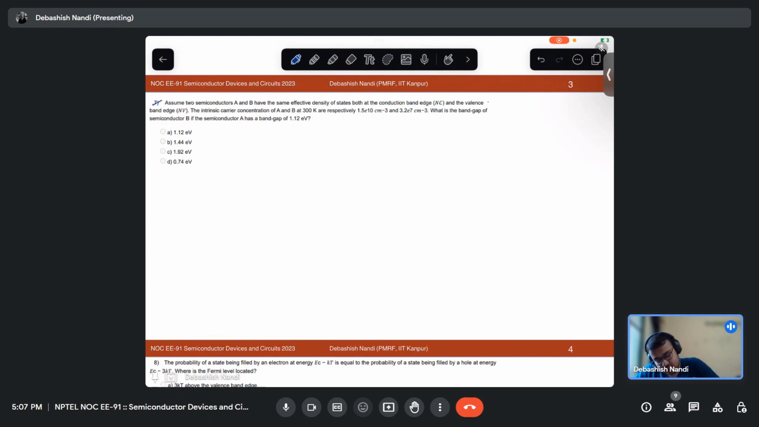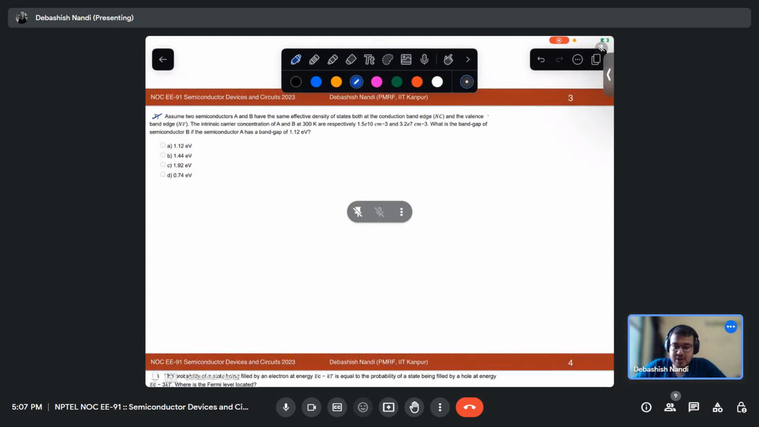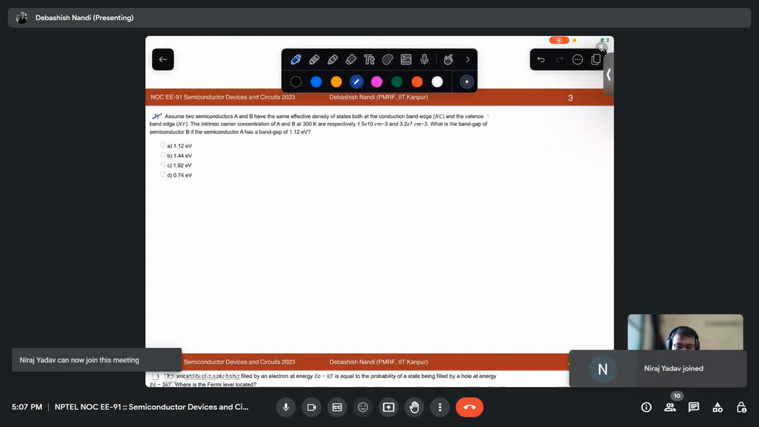Just to know that you are following the sessions carefully, may I ask if anyone can unmute and tell me what is the exact density of state at the conduction band edge or valence band edge? For electrons at the conduction band edge and for holes at the valence band edge. Can anyone comment? It is 0, right? Because g of E is 0.